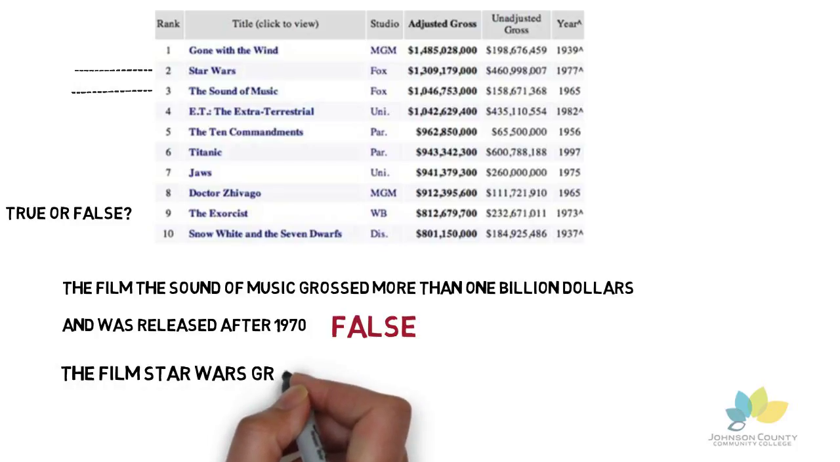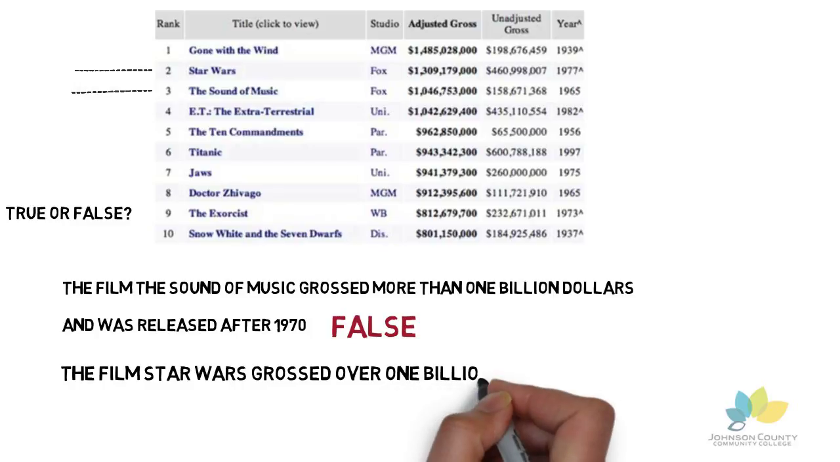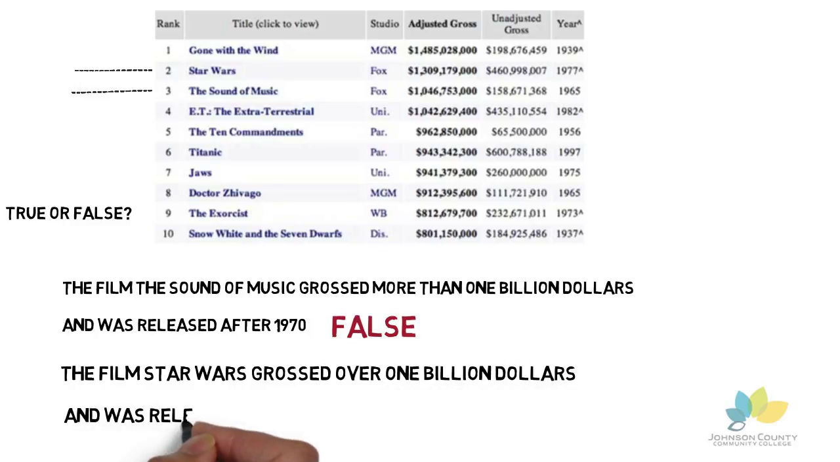The film Star Wars grossed more than $1 billion and was released after 1970. The answer is true. Star Wars was released in 1977 and has grossed more than $1 billion.